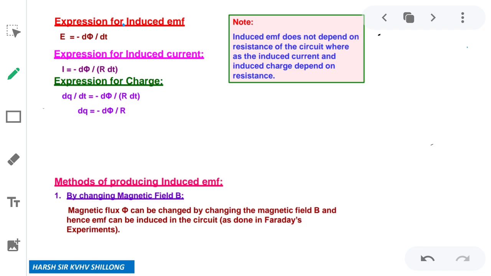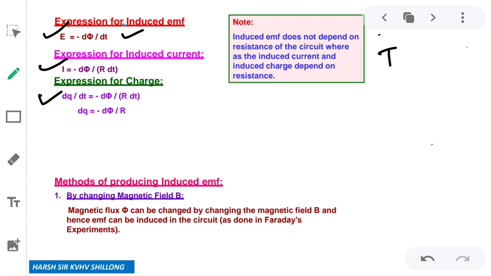These are some more relations. You just have to keep them in mind. There are three things here: EMF induced, current induced, and total charge, the charge flowing through the conductor, the coil. This is Faraday's first law, minus d phi by dt. This one we have got from Ohm's law.